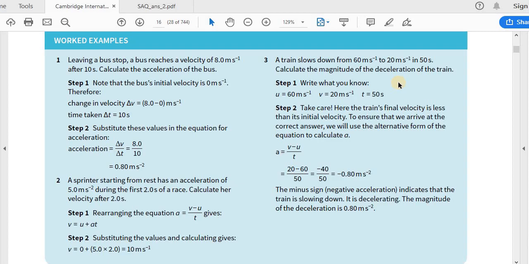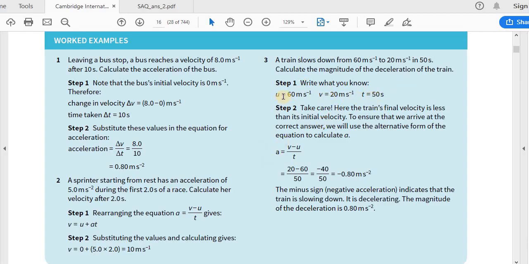Deceleration cannot be negative. Deceleration is always given as a positive number. Once you do the question and if you get a negative value for acceleration, that means it's a deceleration or retardation, meaning it's slowing down. Finally, you can write a statement with the magnitude of acceleration, which is the deceleration. So we'll do that now.